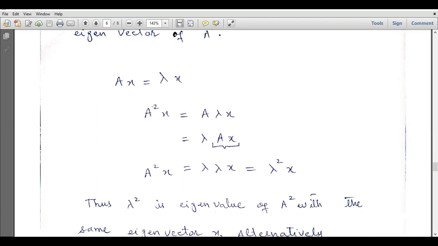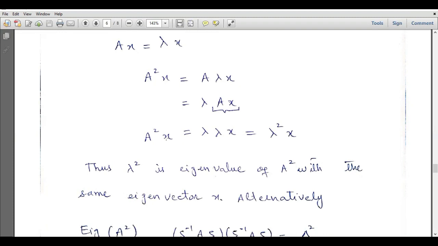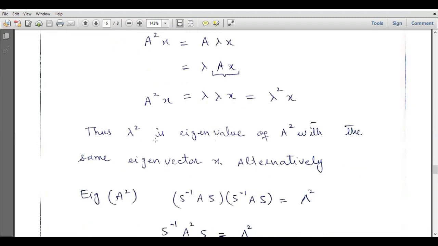Even if we have A raised to power 5 times x, that will be equal to lambda raised to power 5 times x. So the eigenvalues will be lambda raised to power 5, but the eigenvector still will be equal to x. So there won't be any difference in the eigenvector. So that is a very simple and informative proof. Thus lambda square is the eigenvalue of A square with the same eigenvector x.